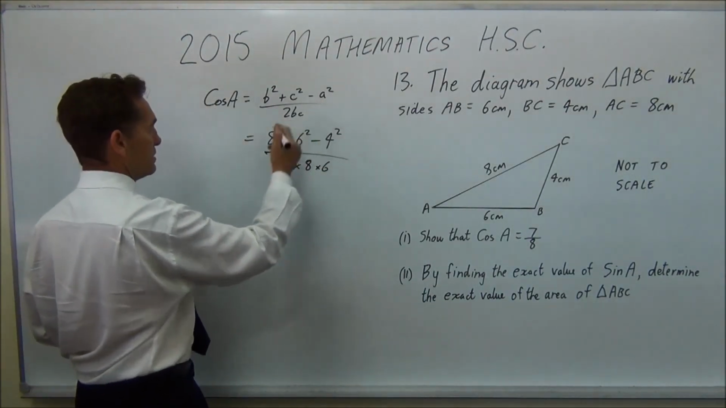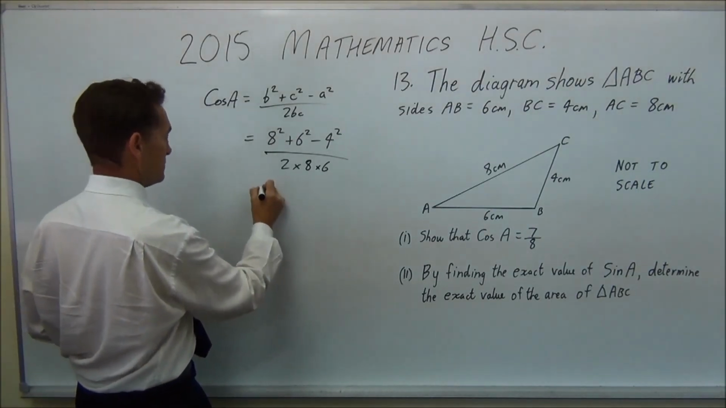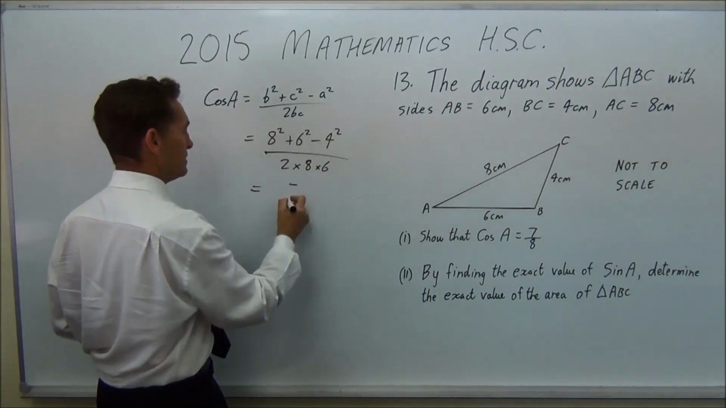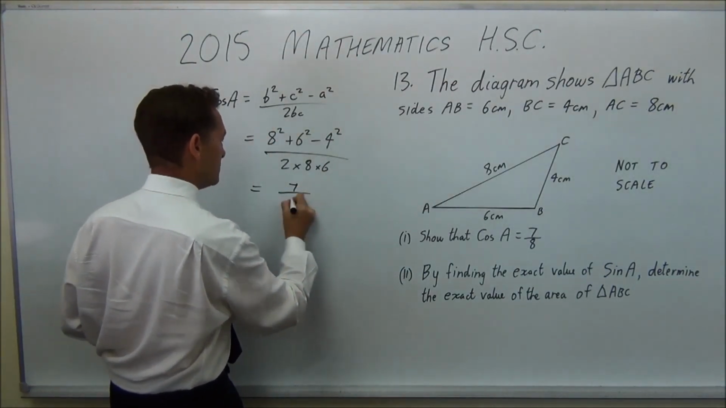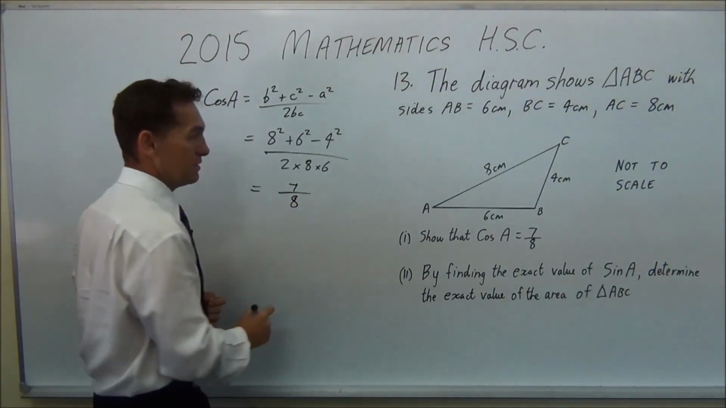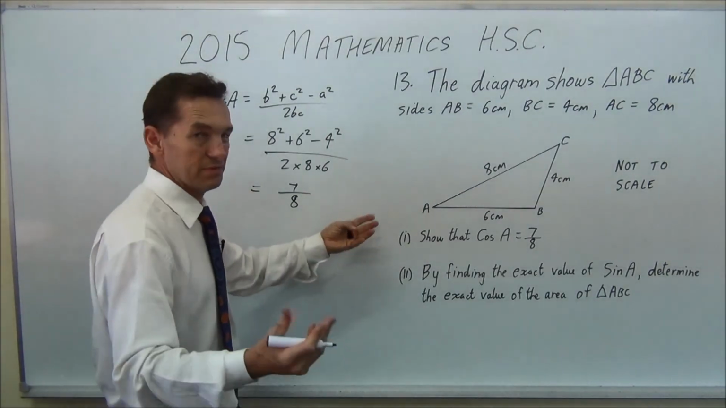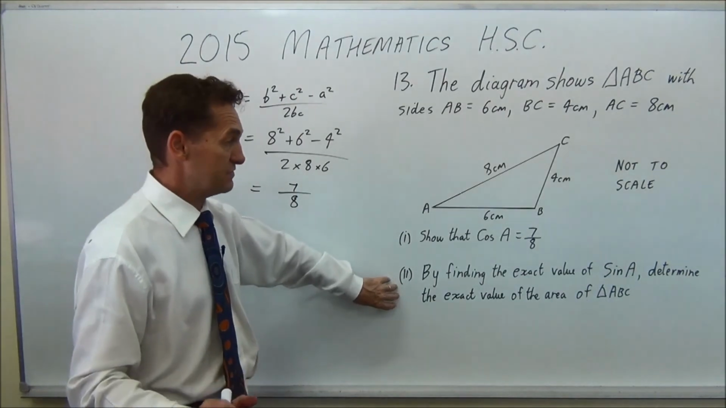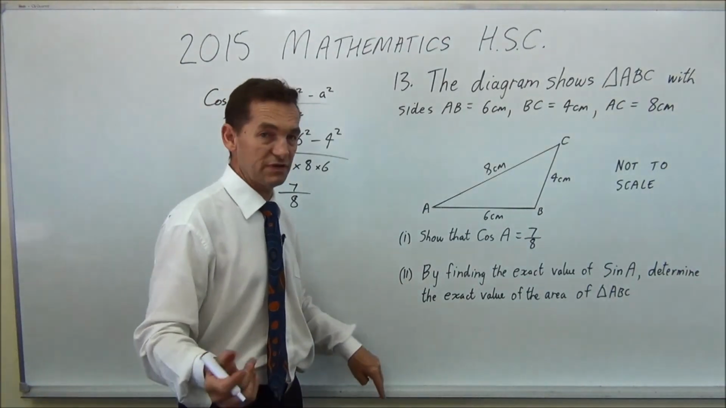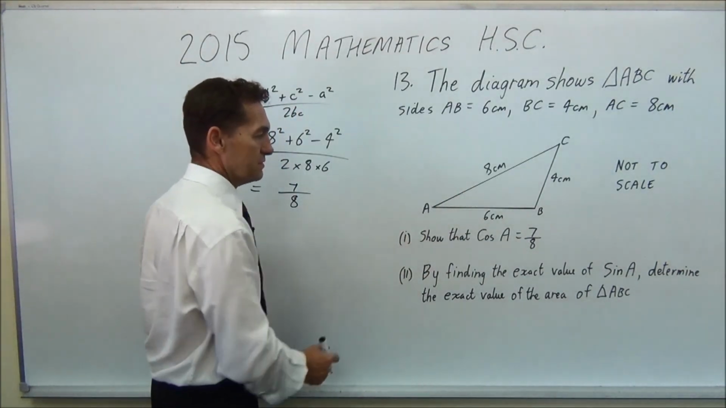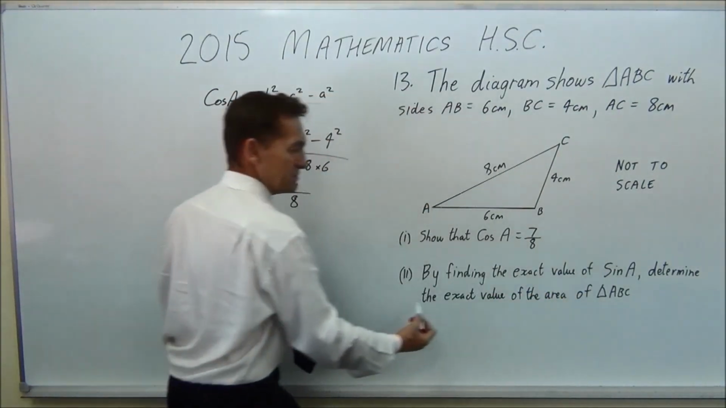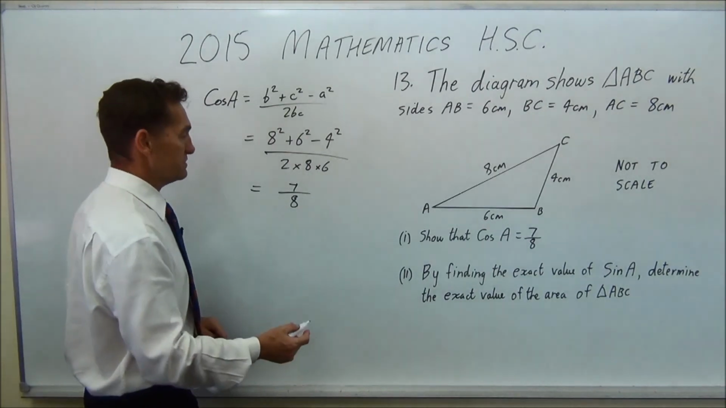Okay, punch that in your calculator, and wonder of wonders, you end up with, actually you can just punch in one at a time. If you punch in that and that, or punch it both at the same time, you'll end up with 7 on 8. Okay, which shows, and that's an easy 1 mark. Second one, by finding the exact value of sine A, determine the exact value of the area of the triangle. So this bit's probably the hardest bit of the question, finding the exact value of sine A.